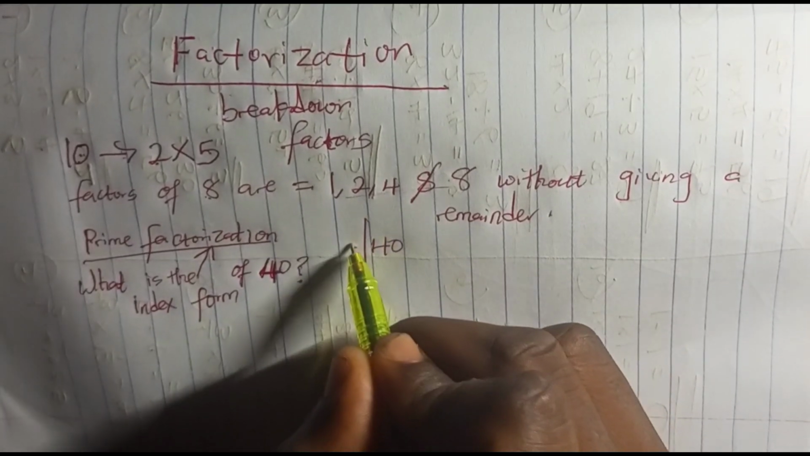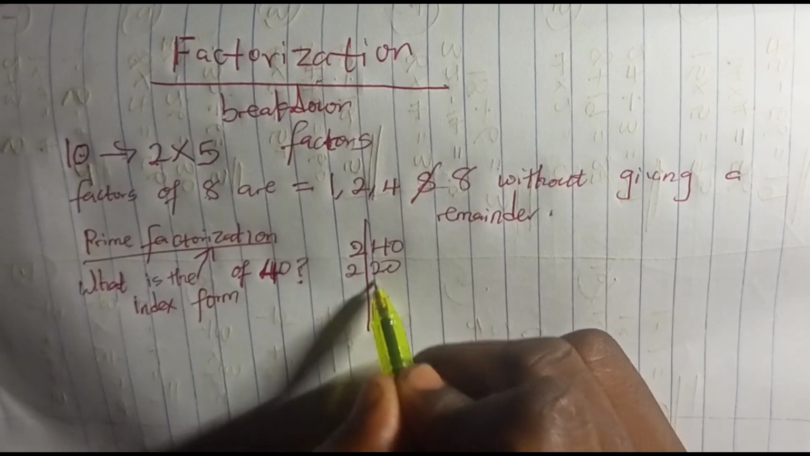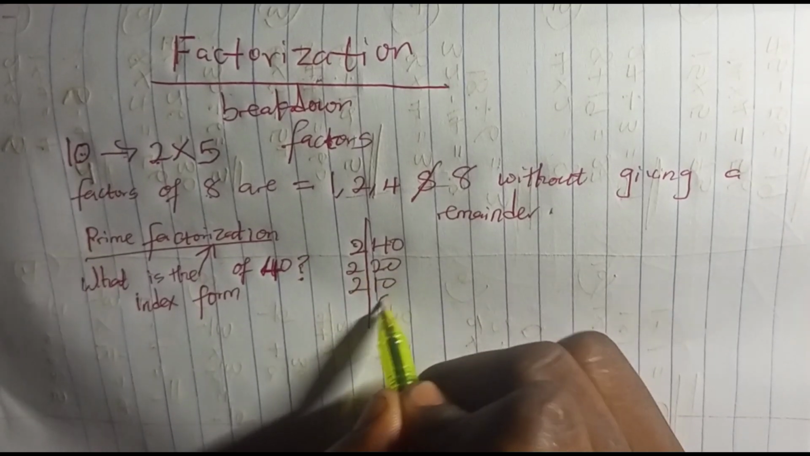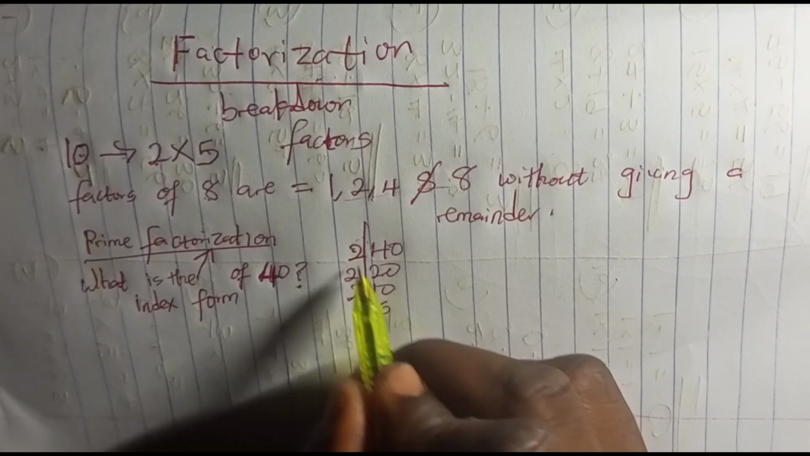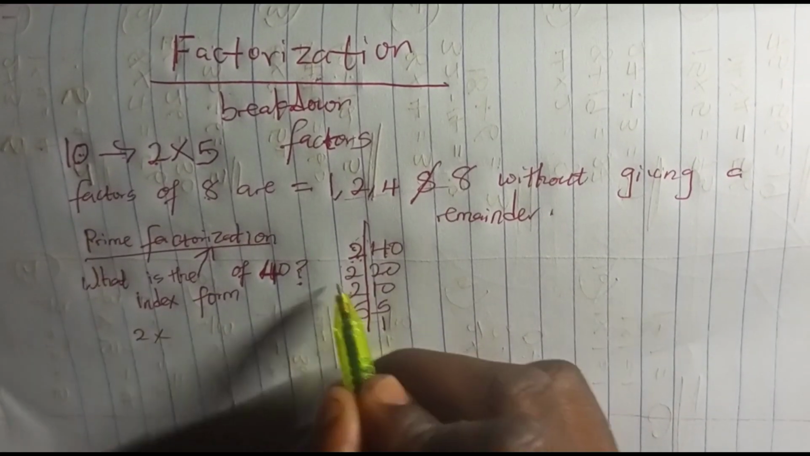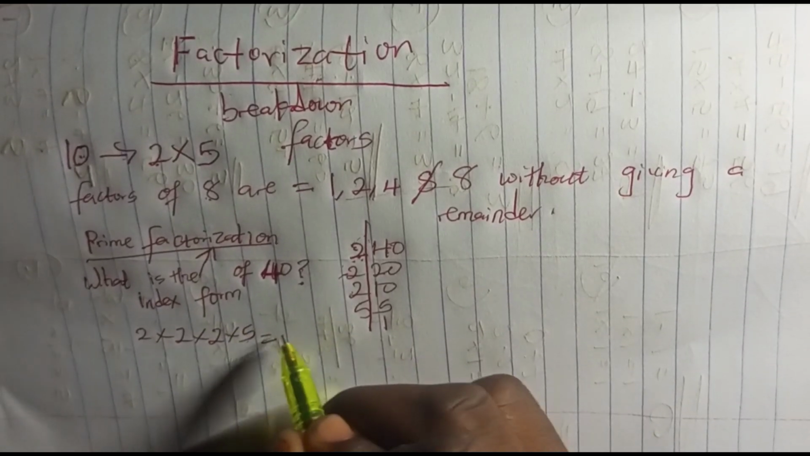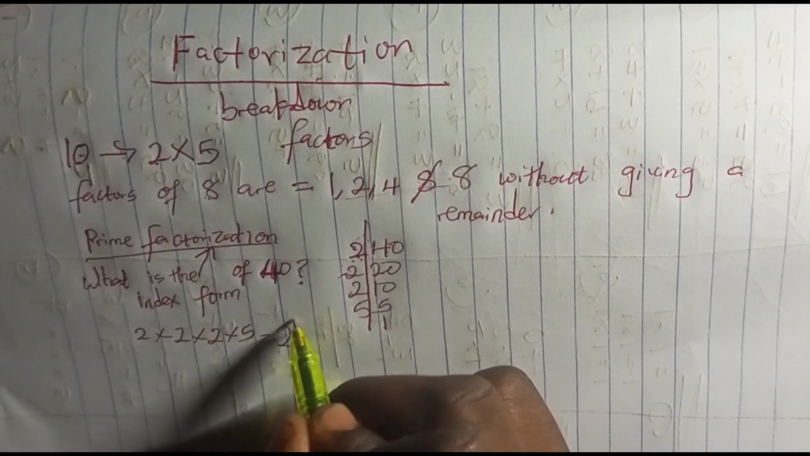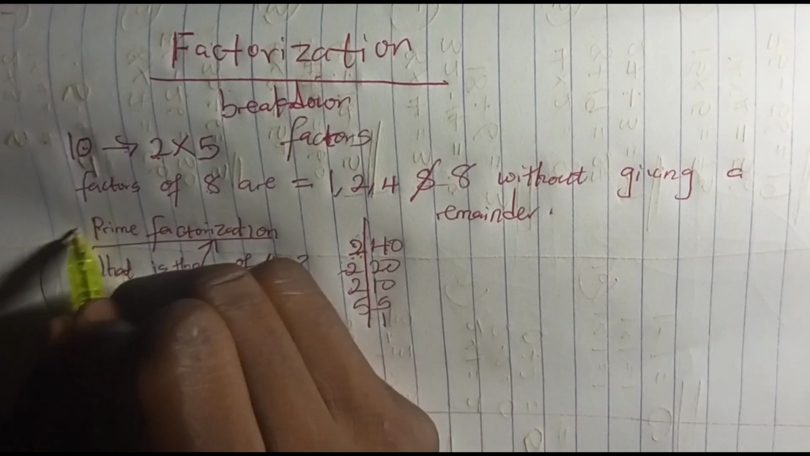So let's go. This is 40. When we divide by 2, 2 into 40 is 20. 2 into 20 is 10. 2 into 10 is 5. 5 divided by 5 is 1. So this 40 is the same as saying 2 times 2 times 2 times 5. Does it make sense? 2 times 2 times 2 times 5, which is actually 2 raised to power 3 times 5. Now, 2 is a prime number, 5 is a prime number.